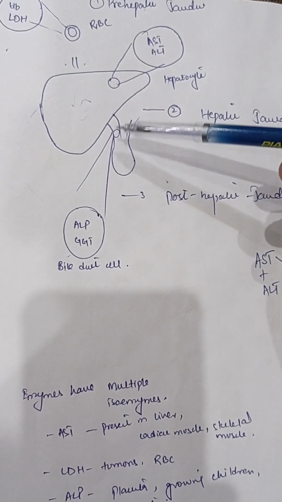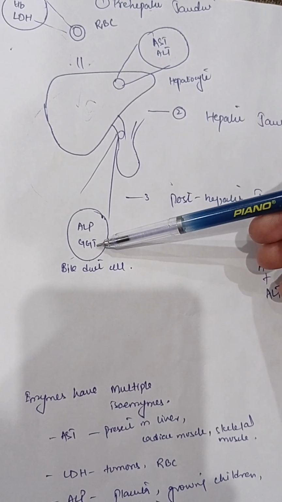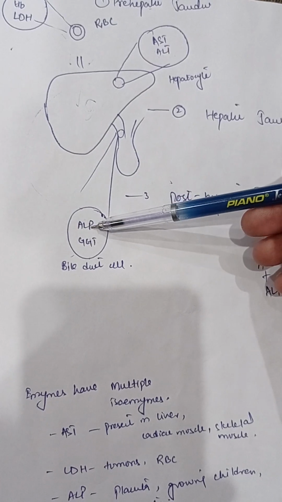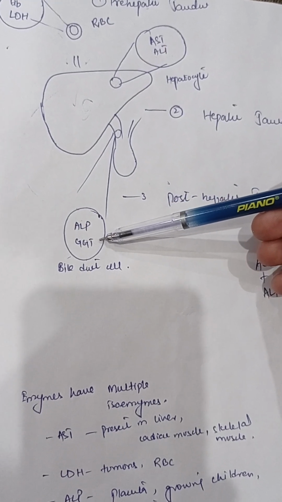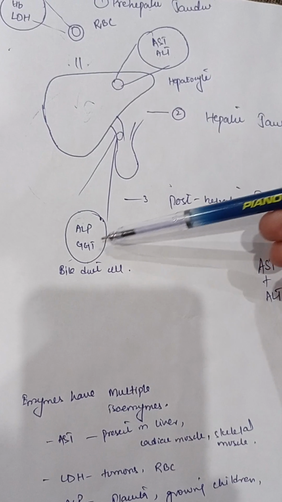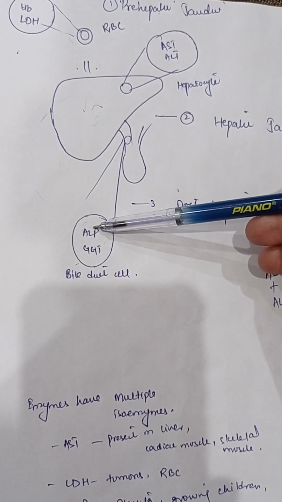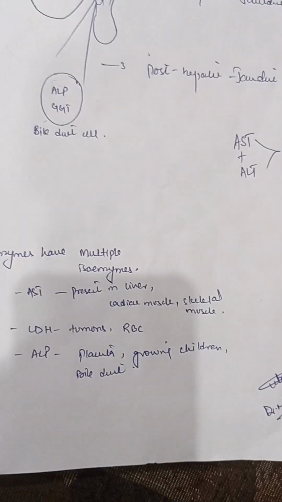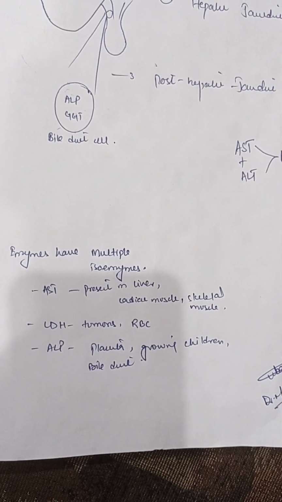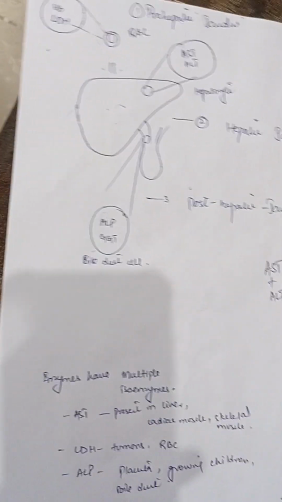Similarly, when there is some defect in the bile duct, for example, when there is some stone obstructing the bile duct, the cells of bile duct, these cells that contain ALP and GGT, they will be destroyed, there will be damage, so these enzymes will come out. Now ALP is present also in the placenta. You can see from here, it is present in the growing children, it is present in the bile duct.